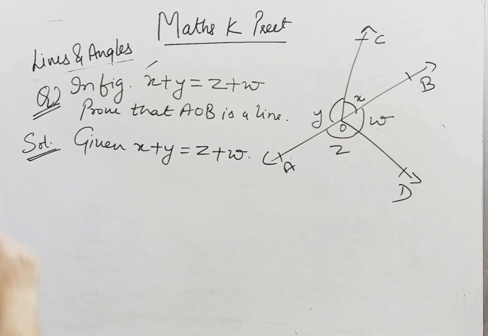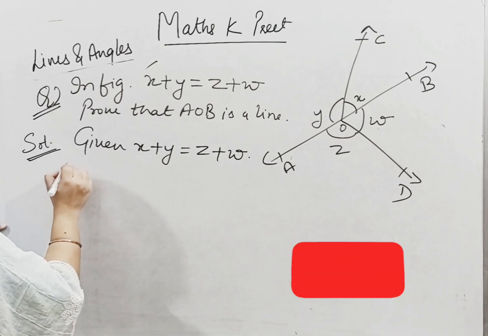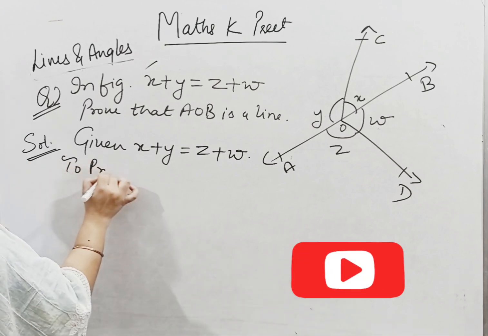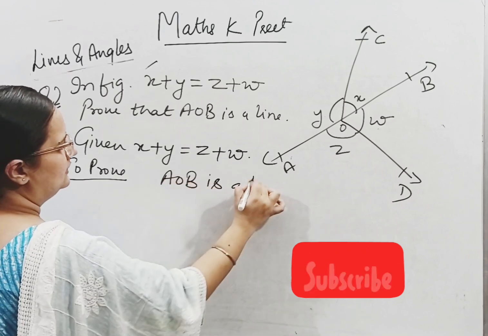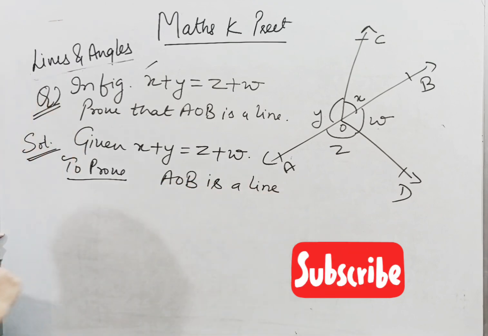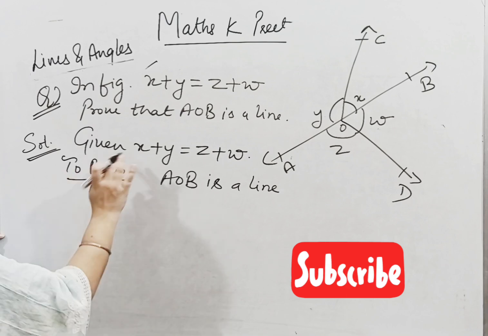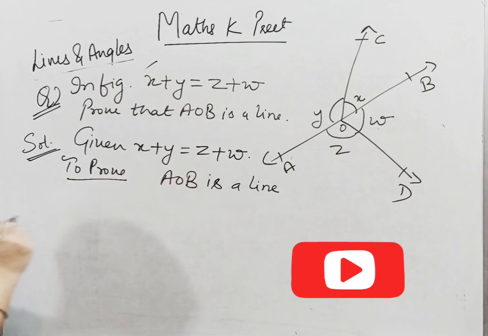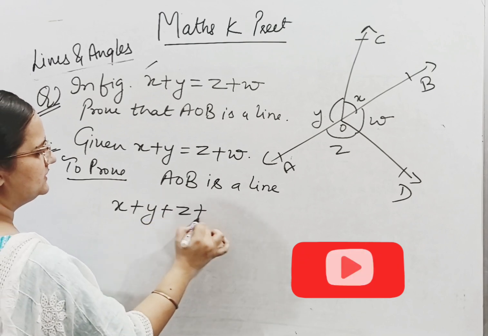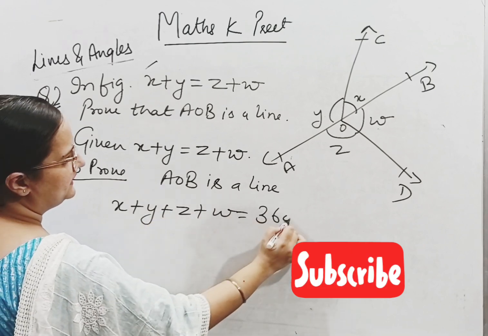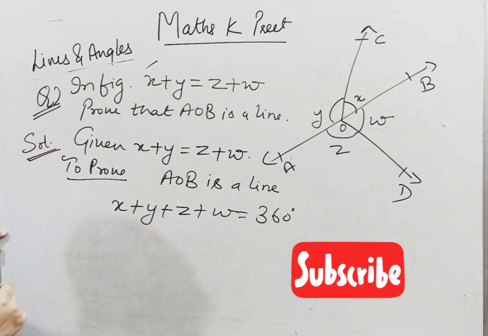We will make use of this, and we have to prove that AOB is a line. So I have nothing, I have this line only that is given to me. So I can just write x plus y plus z plus w is what? Complete angle, which is 360 degree.